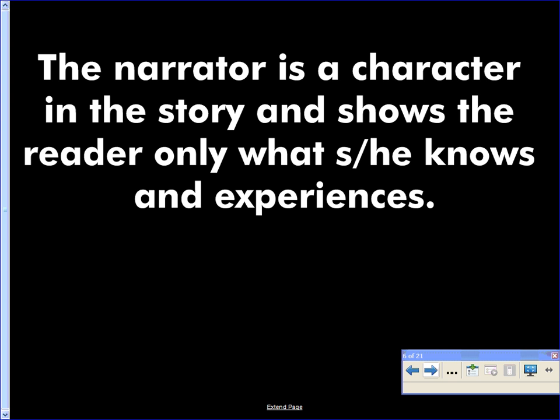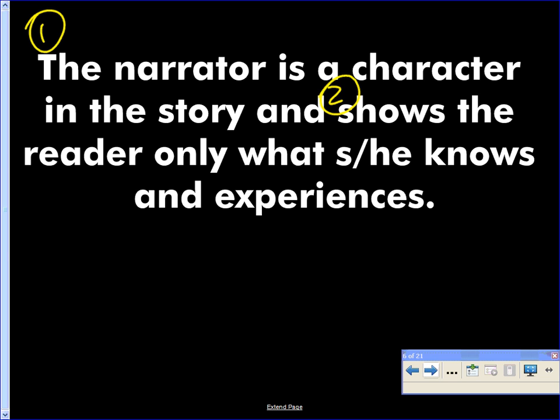The narrator is a character in the story and shows the reader only what he or she knows and experiences. You can divide this definition into 2 parts. 1, the narrator is a character in the story. And 2, that narrator only knows what he or she knows, not what other people know. So your first person perspective limits everything to that one narrator.